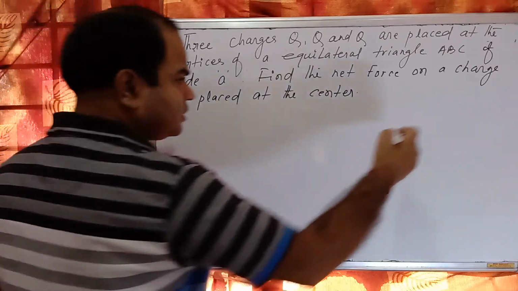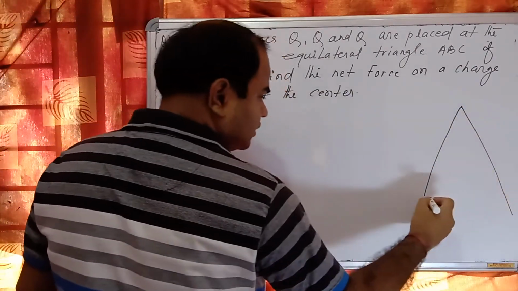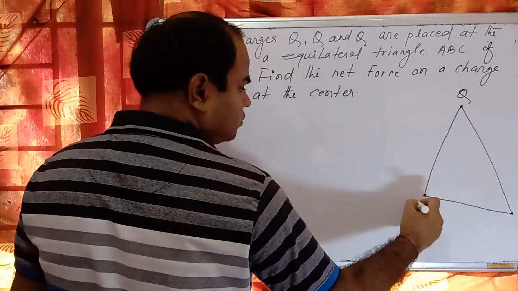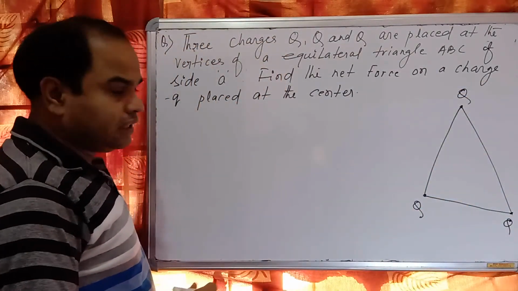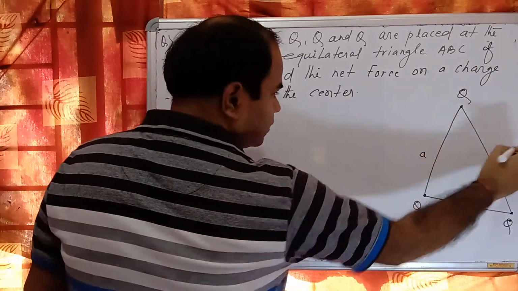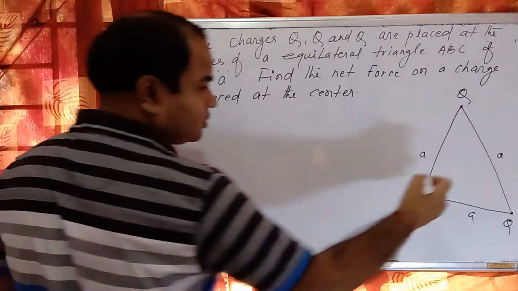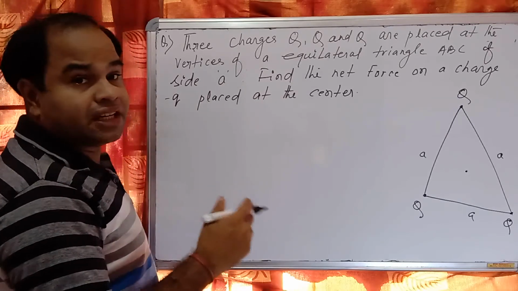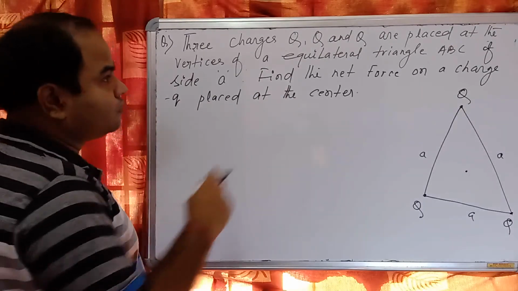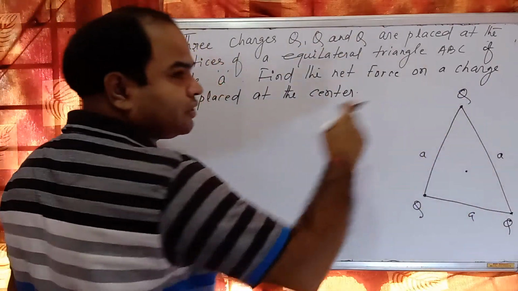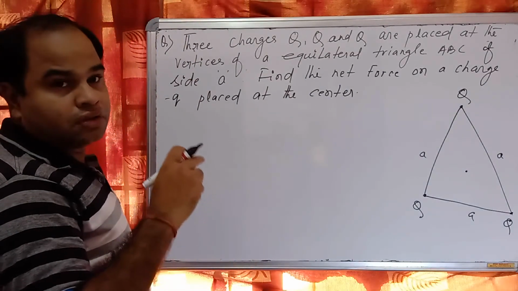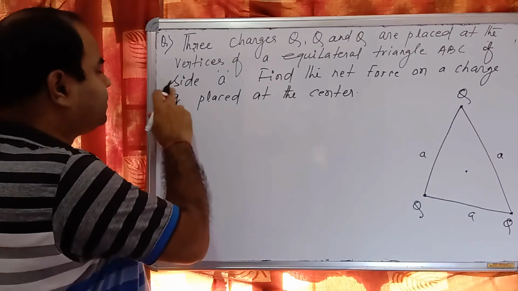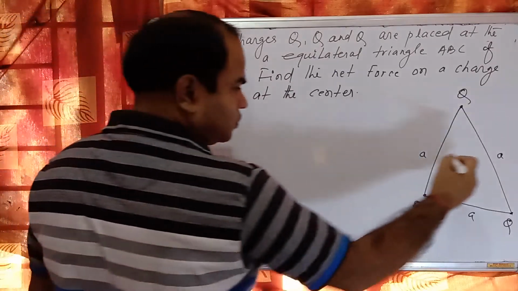Okay, so there are three charges placed at the vertices of an equilateral triangle. This is Q, this is Q and this is Q, and the side length is A. A fourth charge, that is minus Q, is placed at the center. We have to find the net force on the charge minus Q. Three equal charges on a symmetrical figure, and we have to find the net force on the charge placed at the center. The charge placed at the center is minus Q.